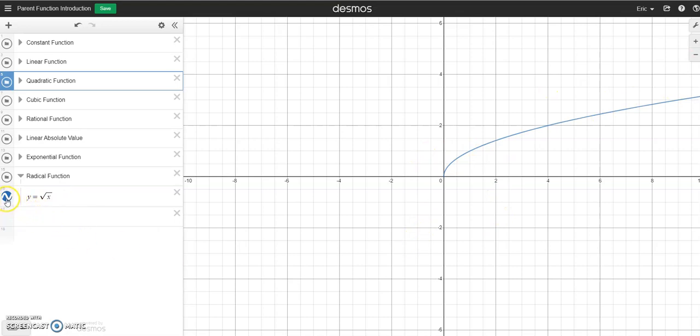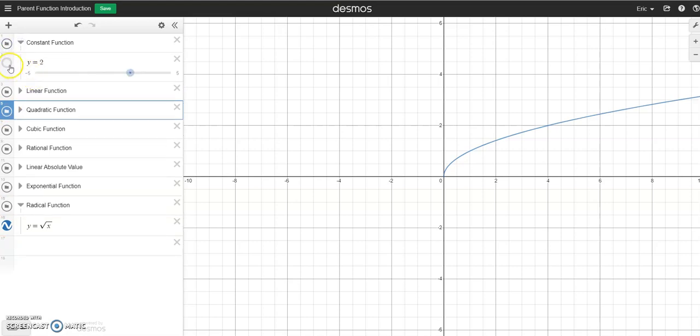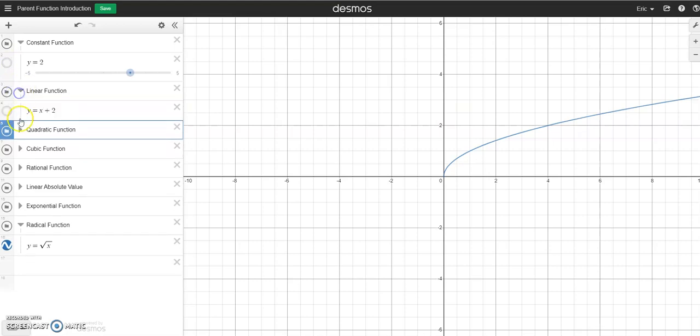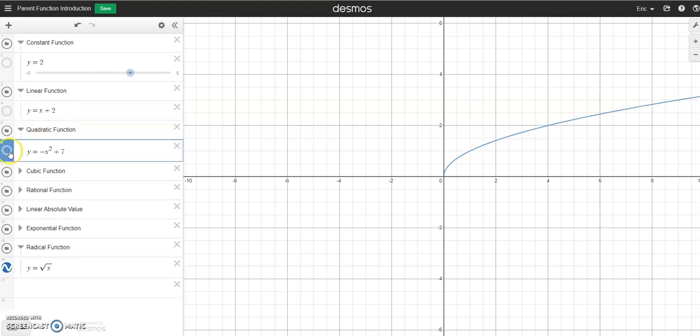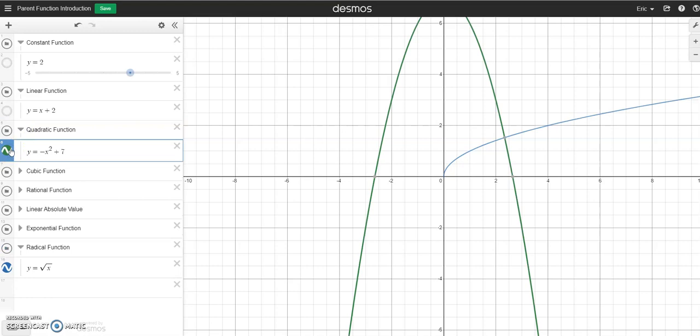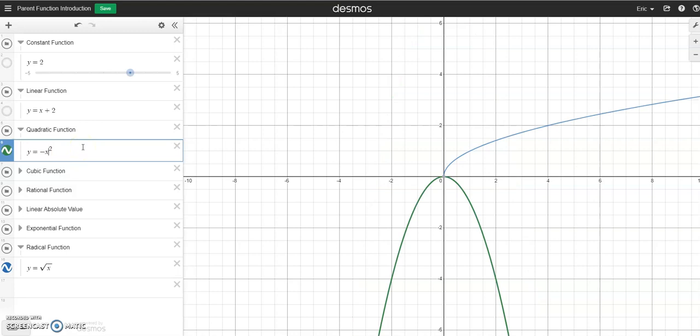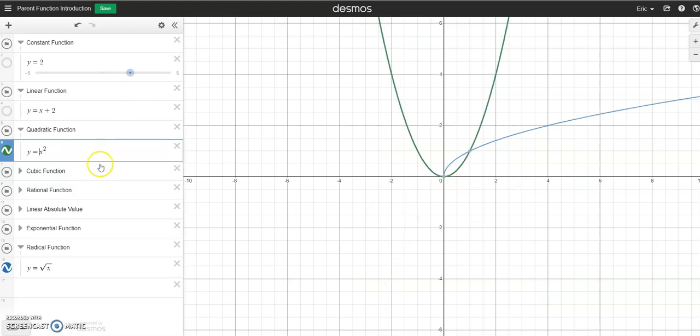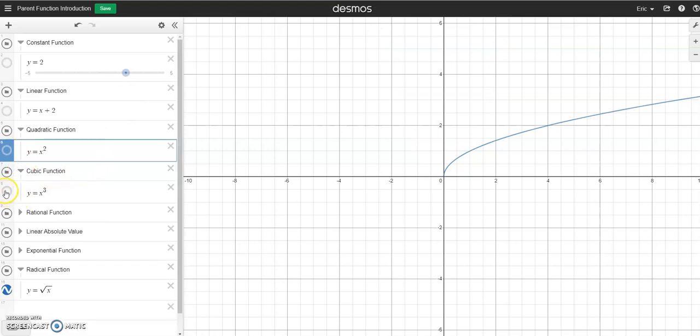So if we review: constant was the horizontal line. Linear was the diagonal line. Quadratic, we're most familiar with because of geometry. There's the parabola. Cubic, to the third power, makes a little squiggly thing, a tangent curve through first and third.